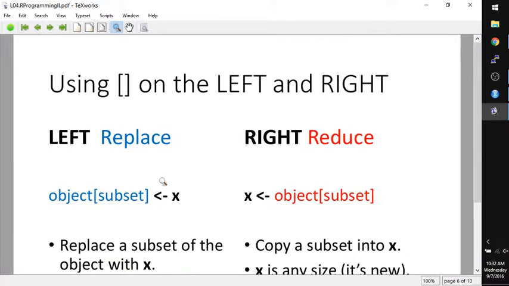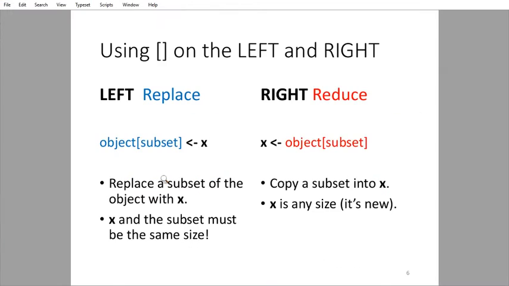So I think this is pretty much the last slide, and then we'll experiment a little bit more. But the point is, if you put the brackets on the left, you can actually replace some subset of an object. So here I'm telling R to look up the subset of this object, and then I can override it with anything else. So this is backwards from what we've been doing. The new wrinkle of this is that the length must be the same size.